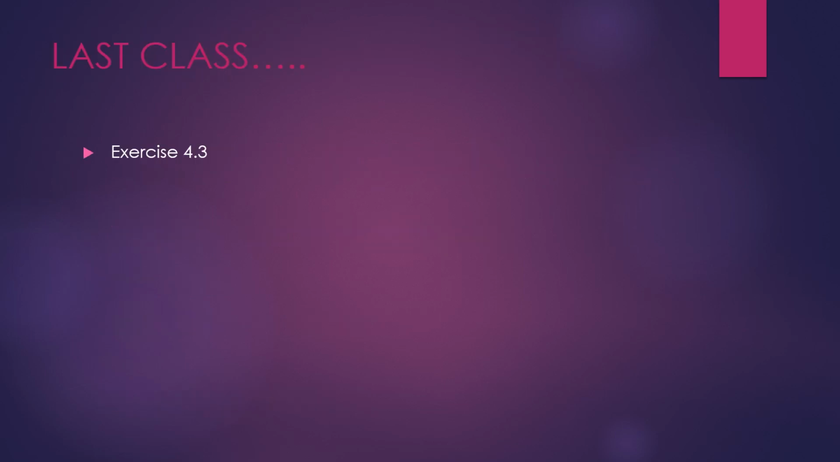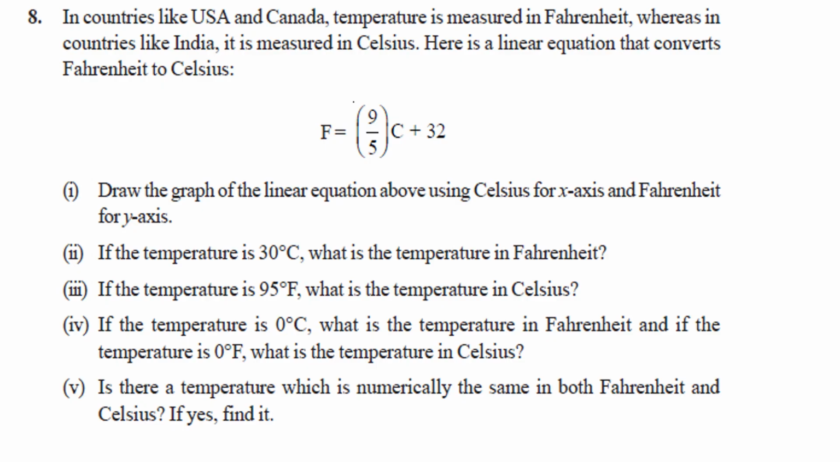In the last class, we discussed exercise 4.3 questions. Okay, question number 8 of 4.3 I'm taking again. The question says that in countries like USA and Canada, temperature is measured in Fahrenheit. You must be knowing the weight also is taken in pounds over there. So you must have seen somewhere in some wrestling and all, they are showing the weights in pounds always. So they have different units than us, whereas in countries like India, it is measured in Celsius.